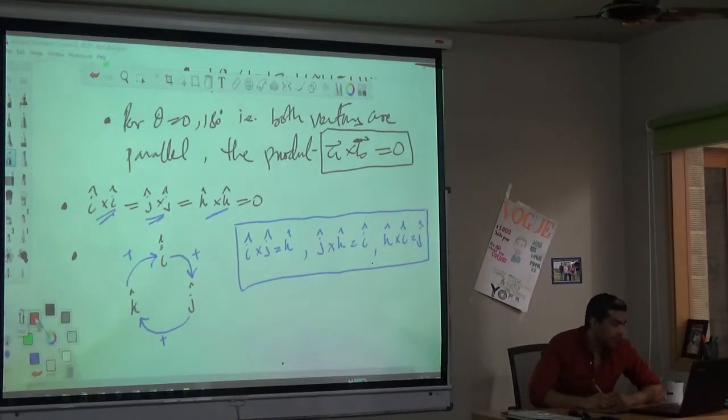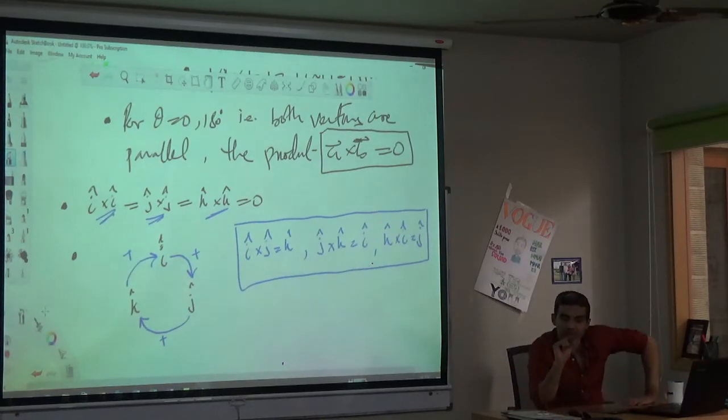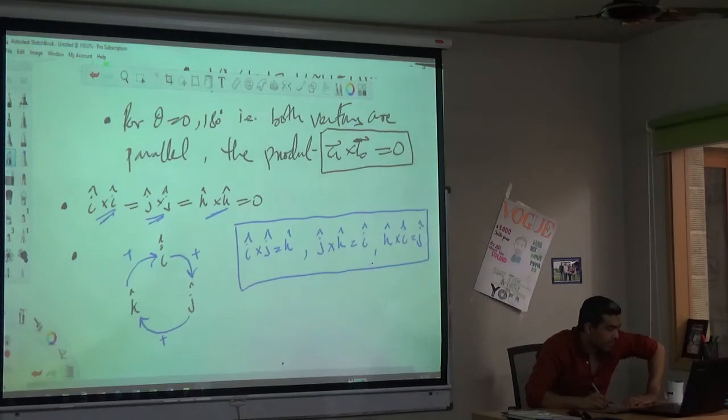Now the other way around. You know the other way around will give you the same vector but in the opposite direction. So J cross I gives you a K but with a minus. And I cross K gives you a minus J. K cross J gives you minus I. I'm just putting a minus sign here and pluses outside just to show you the sense that we are taking. So J cross I will give you a minus K. I cross K will give you a minus J. And K cross J will give you a minus I.